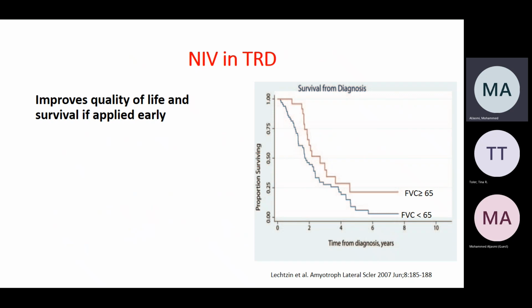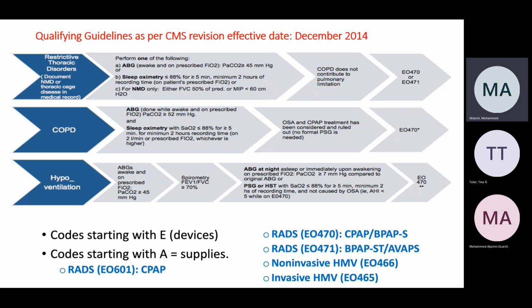If you wait until it's less than 65, then the survival is less, okay? But if you see, I said FVC of 50. If you wait so long, then even starting the NIV is not going to provide the patient with some kind of survival benefit and delay the progression of their neurological disease.